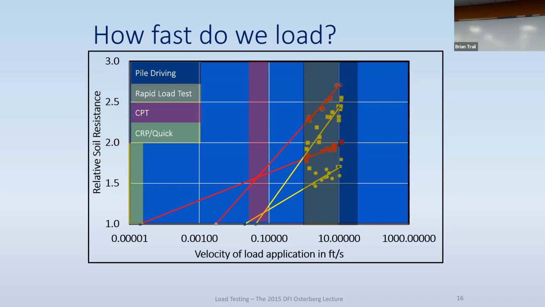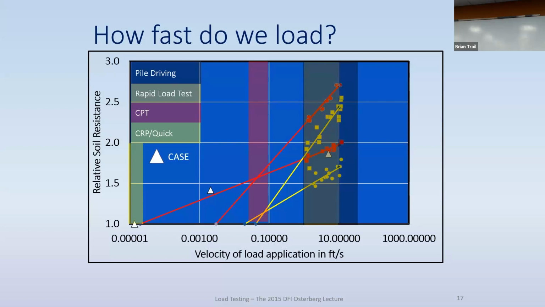If you extrapolate these clay lines, you have to really test at a very low speed to come up with a static value directly. If you tested it at a higher speed, you would definitely come up with a higher value of resistance than the static one. And for the sand, it looks better. The sand already at the CPT speed would give you 1 times static resistance.